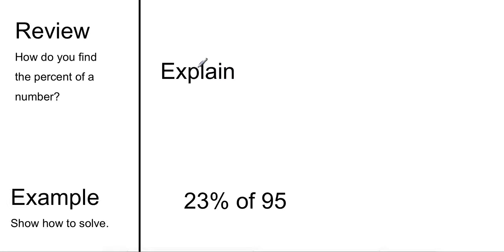All right. When you do it, you're finding part of whatever number you're dealing with. We want to find a piece of it. So you turn it to a decimal, and then you multiply.